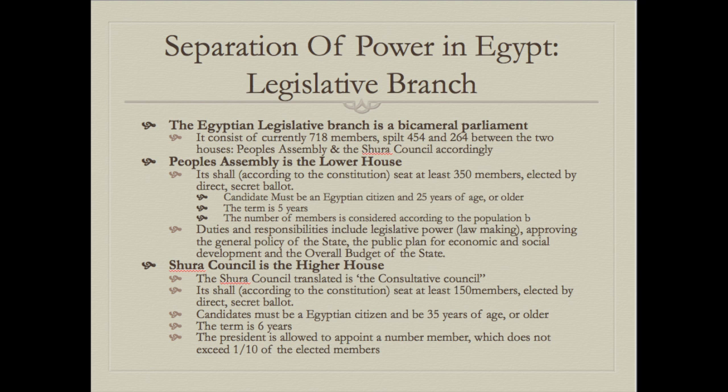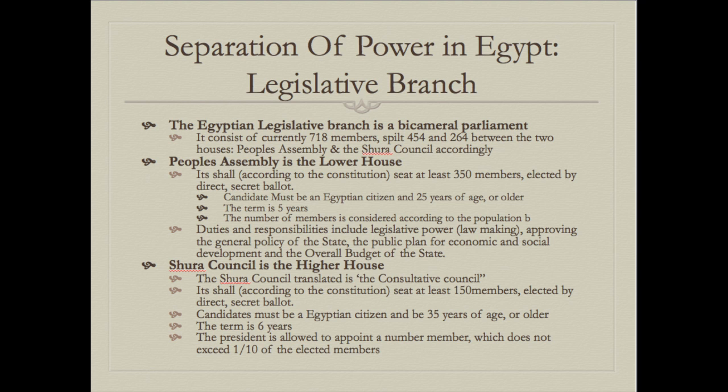Now, Egypt's parliament is divided into two houses: the People's Assembly, Majlis al-Shab, which is the lower house, and Shuri Council, which is the higher house. Now, the People's Assembly, according to the Constitution, consists of at least 350 members, elected by direct secret ballot. Now, candidates must be Egyptian and 25 years of age or older. The term is 5 years, and the amount of members is considered before elections according to the population of the state, which is the same as what happens in America.